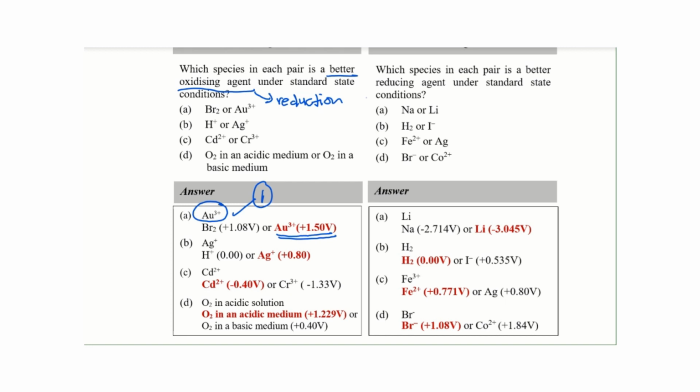Okay, same goes for B, H plus or Ag plus. So according to the standard reduction potential table, the E naught value for H plus is 0 volt and Ag plus is positive 0.8. So Ag plus has the more positive value. That means Ag plus undergoes reduction, which is the better oxidizing agent. C, cadmium ion or chromium ion? The answer is cadmium ion, because cadmium ion has the more positive value of E naught. That means cadmium undergoes reduction, which is the better oxidizing agent.